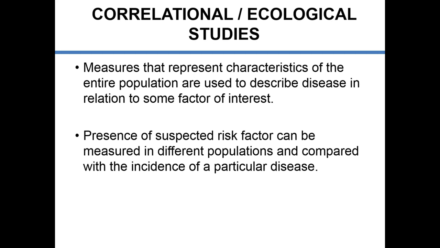Measures that represent characteristics of the entire population. So instead of counting that person X has this disease, person Y doesn't have this disease, or this exposure, I'm now looking at, this population has an overall rate of, or this population has an overall risk of. See the difference?